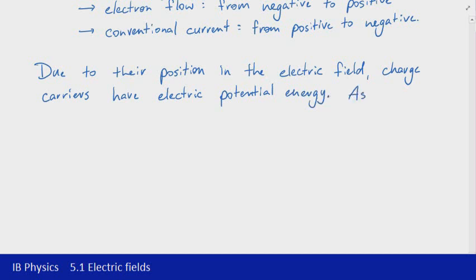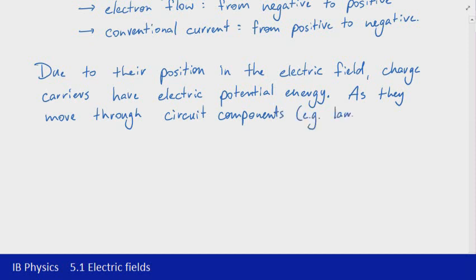As those charge carriers then move through a circuit, and we'll deal with circuits in more detail in topic 5.2, but we'll just mention it here to help explain this concept of potential difference. They're going to move through circuit components, and some of those circuit components that we'll look at are things like a lamp. We can even consider a battery as being a circuit component.